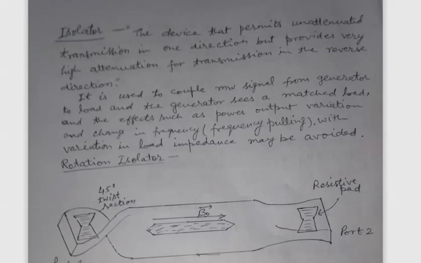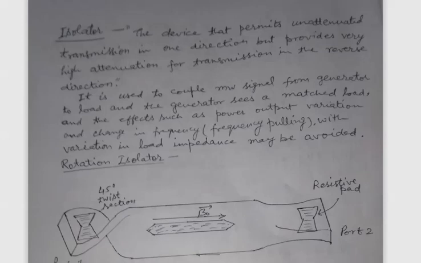Namaskar. In today's lecture for microwave electronics, under the chapter of microwave propagation in ferrites, we will discuss the construction and working of the ferrite isolator. In our previous lectures, we have discussed the Faraday rotation effect and its application to the gyrator. So today we discuss the ferrite isolator.